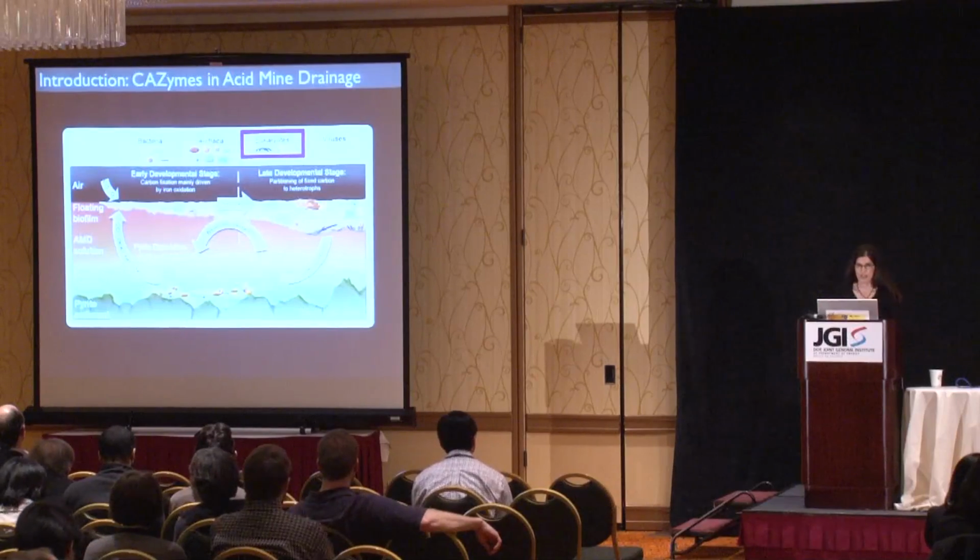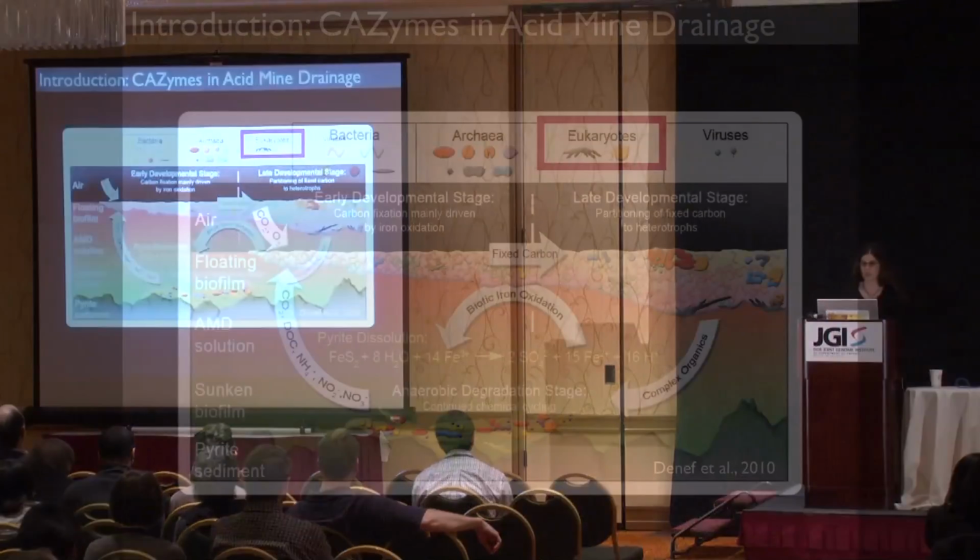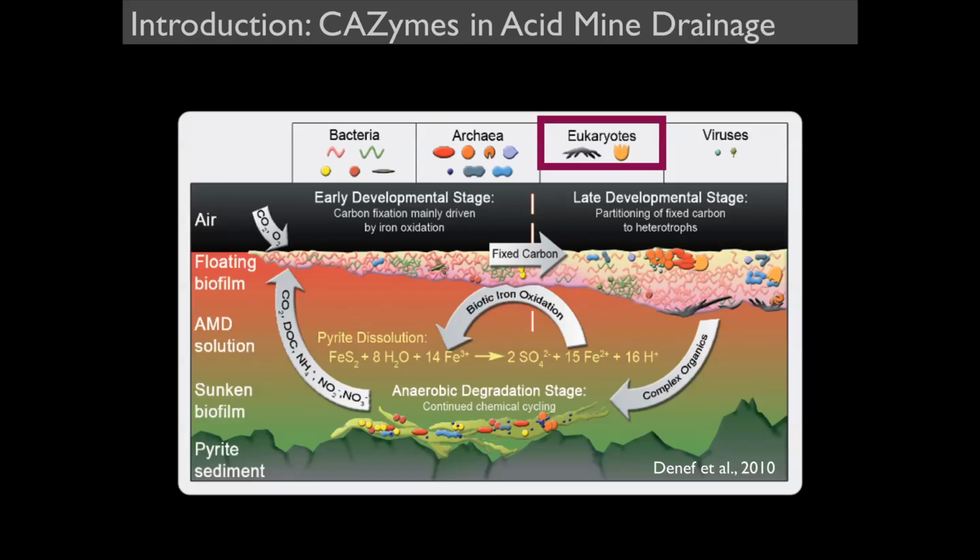We're using acid mine drainage, or AMD as it's called, as a model system to systematically examine carbon cycling in microbial communities at a molecular level. In this particular work that I'm going to talk about today, we're looking at the expression of these CAZymes, the carbohydrate active enzymes, specifically by eukaryotic fungi within the AMD biofilms.